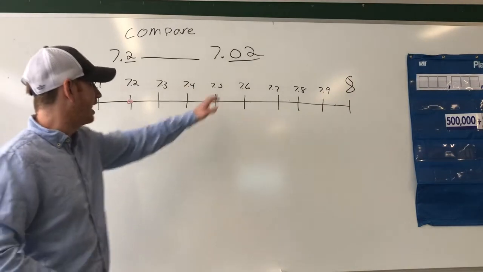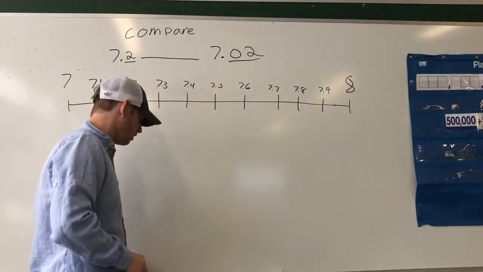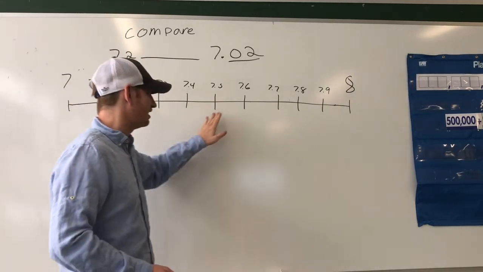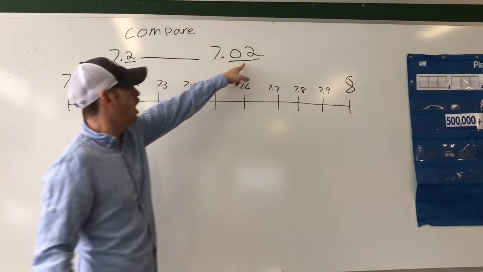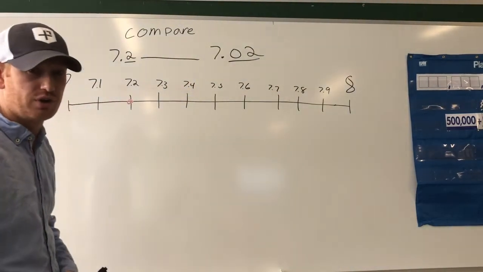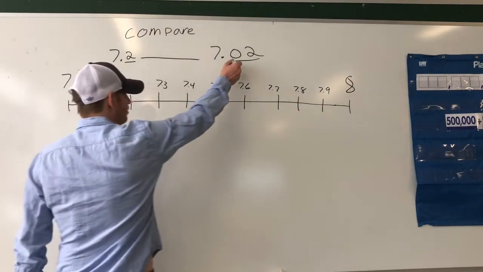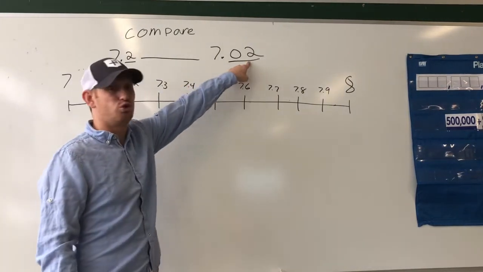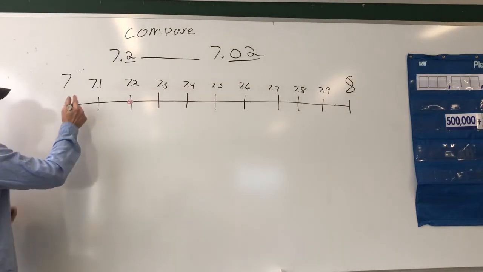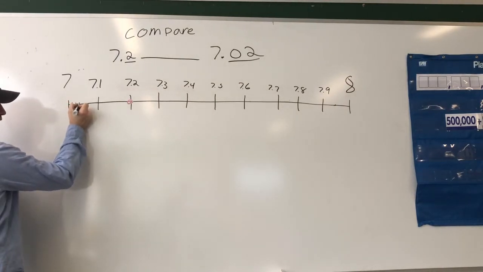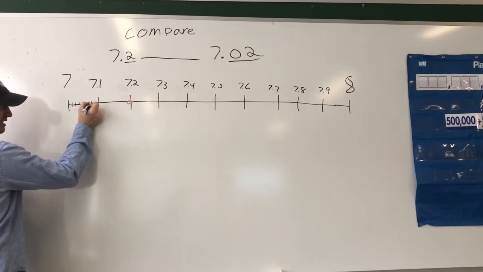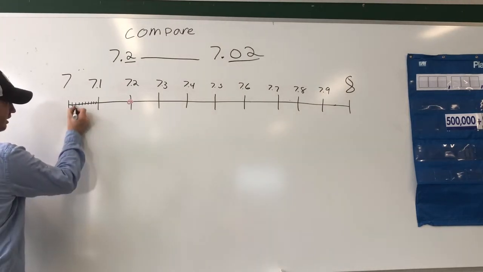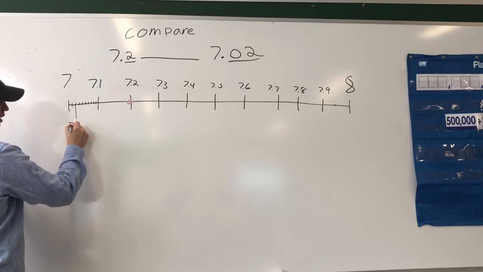So now I have to plot my 7.02. But 7.02 isn't going to fit on one of these lines very easily because it is hundredths. So what I notice is I have 0 tenths, so I'm not even at 7.1. I'm at hundredths. So I'm going to break this up into 1, 2, 3, 4, 5, 6, 7, 8, 9, and 10. And then this down here would be 7.02.